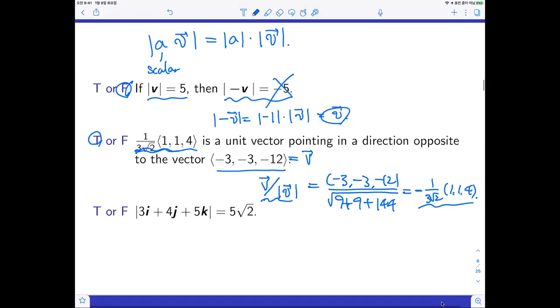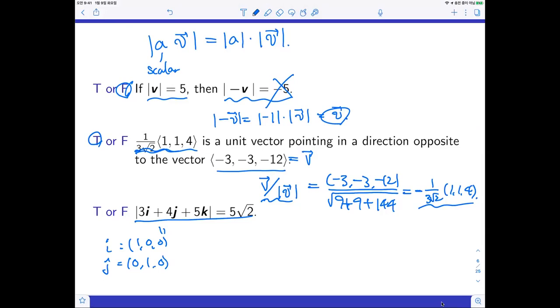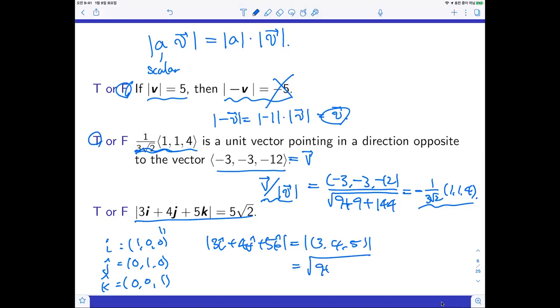And the next is, recall that i is (1, 0, 0), j is (0, 1, 0) and k is (0, 0, 1). Then we know that the norm of 3i plus 4j plus 5k is the norm of (3, 4, 5). And this is the square root of 9 plus 16 plus 25. So we get this result. So this is true.